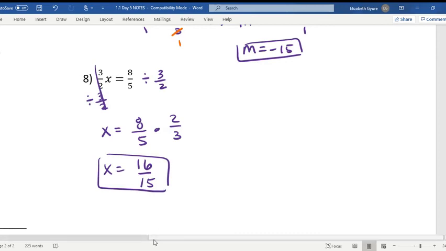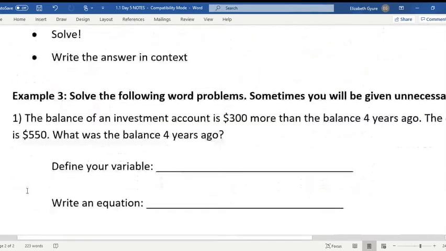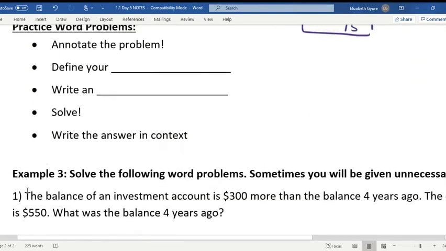We're almost out of time here. I want to look at one more problem and then we'll call it a day. Okay, sound good? I just want to do one more practice word problem because it's on your quiz and I want to make sure we're prepared.